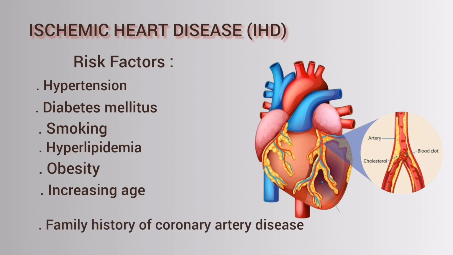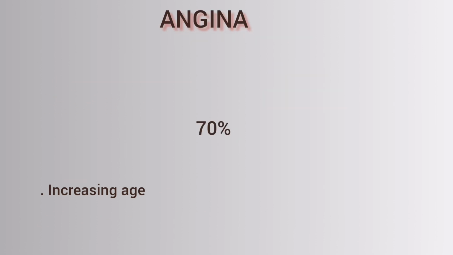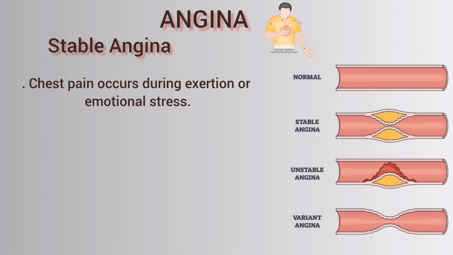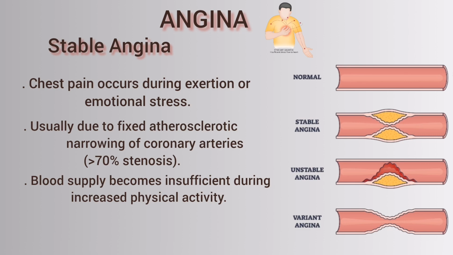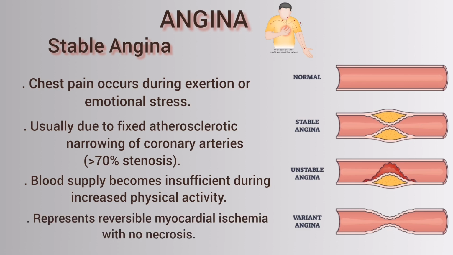Coronary artery narrowing usually becomes symptomatic when the stenosis reaches nearly or more than 70% of the lumen. The next section is angina. The first one is stable angina. The chest pain occurs during exertion or emotional stress, usually due to the fixed atherosclerotic narrowing of the coronary arteries, more than 70% stenosis. Blood supply becomes insufficient due to increased physical activity, and this represents reversible myocardial ischemia with no necrosis.